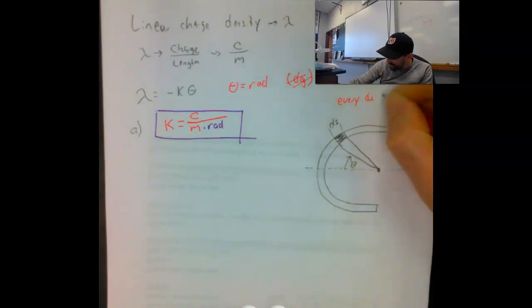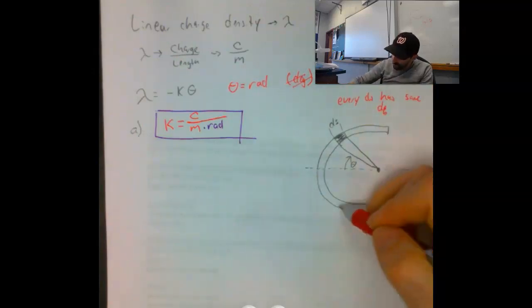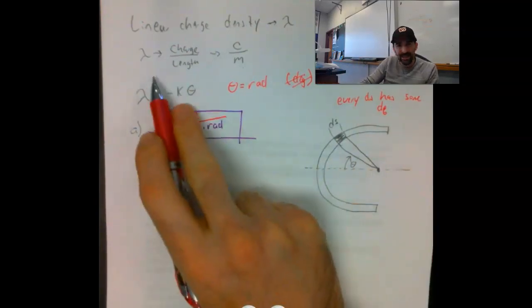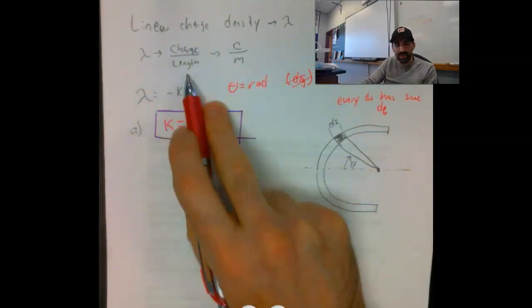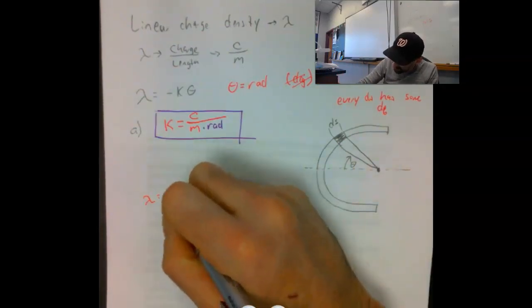Every ds has some small dq, right? Because my whole length s would have a whole charge q. Well, how is that going to be helpful to us? Well, let's go back to review the stuff that we know. What we just did. Lambda, by definition, is a charge per unit length.